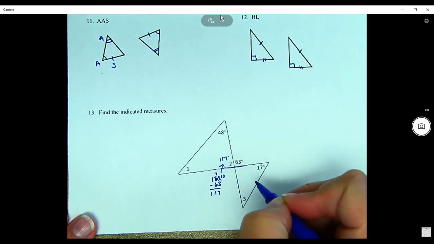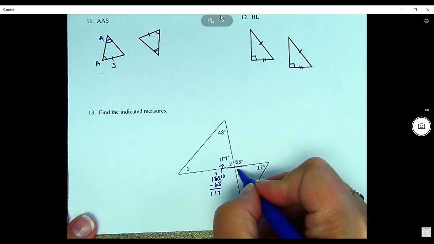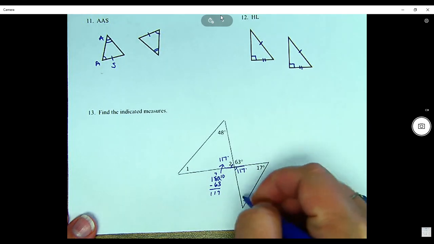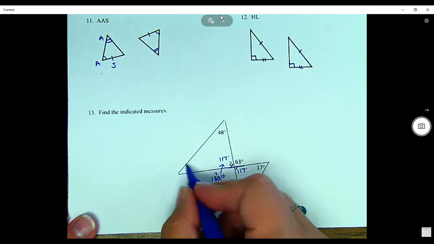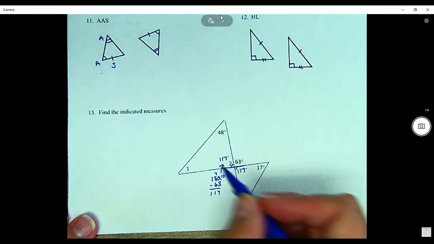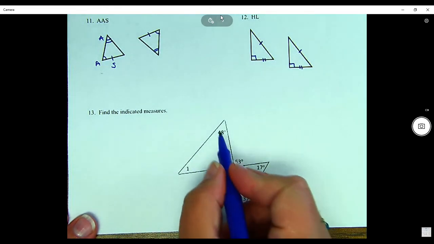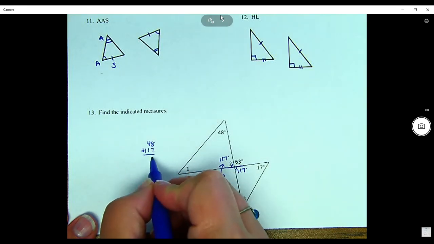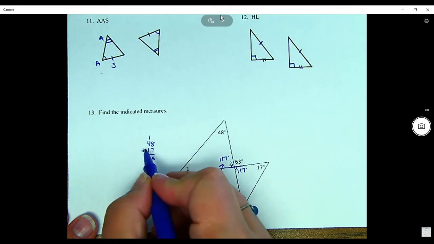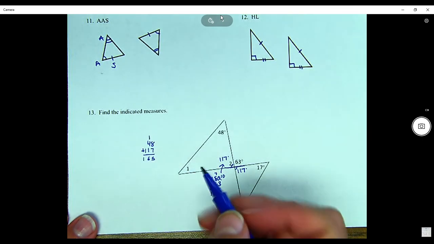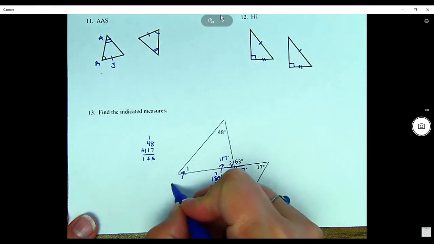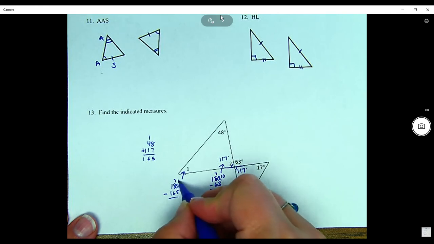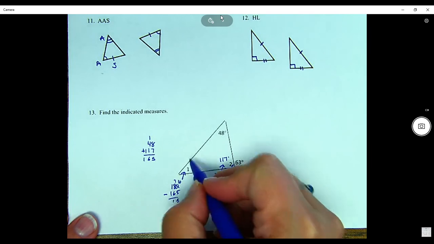And then this angle here would also be 117 because those are vertical, right? So those two angles are vertical. I think that's going to help us with angle 3 in a minute. Now to find angle 1, if I know that all of the angles in the triangle are 180 degrees, I would add up the two angles that I know. So 48 plus 117 is 165. And then to find angle 1, I would take 180 and subtract 165. Borrow a little bit. 15 degrees for angle 1.